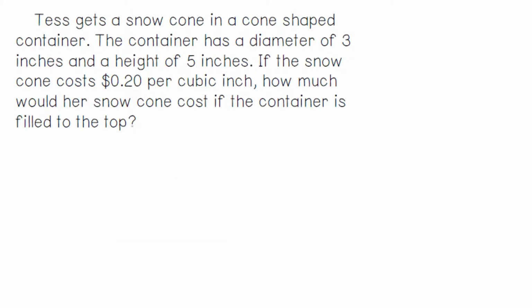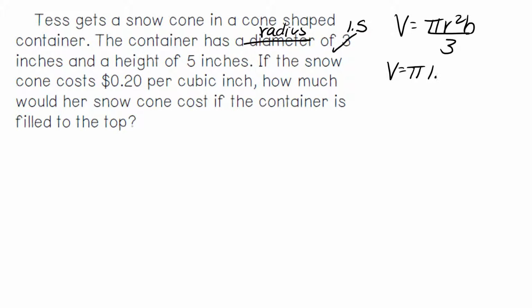Tess gets a snow cone in a cone-shaped container. The container has a diameter of 3 inches. We already know that we need to use the radius. Half of 3 is 1.5, and a height of 5 inches. So we can start by solving for our cone, pi r squared h divided by 3, using our radius 1.5 squared and our height 5.